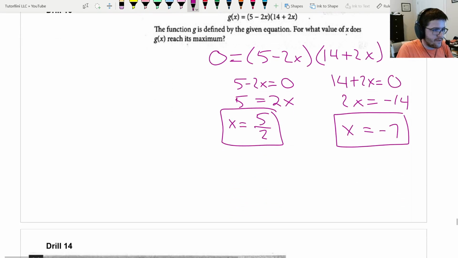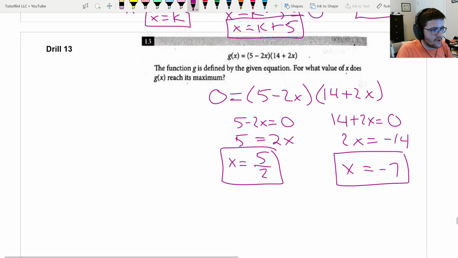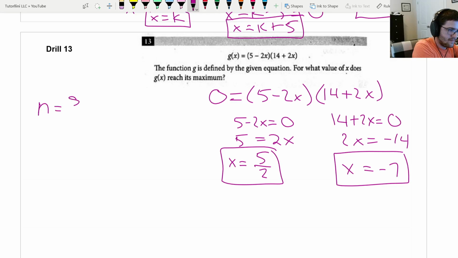And to find the x coordinate of the vertex, we can add those up and divide by 2. So 5 halves, or 2.5, plus negative 7, divided by 2. That gives you negative 9/4.